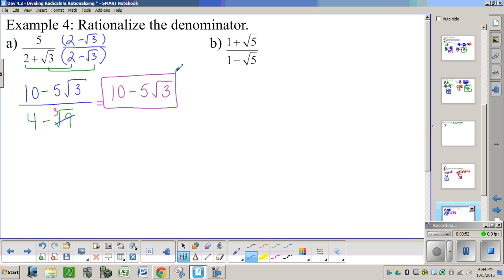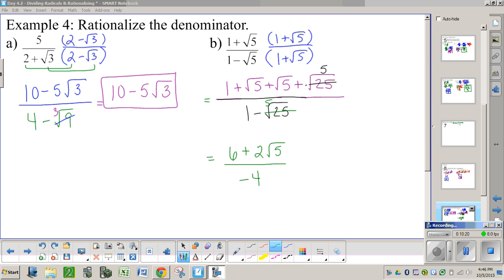In part B, I'm going to get you started, and then you're going to finish it on your own. So the first thing we're going to start off with is the conjugate. What's the conjugate of 1 minus radical 5? Good job. 1 plus radical 5. So we're going to multiply the numerator and the denominator by 1 plus radical 5. Now that I've got that set up for you, I want you to go ahead, pause your video, and finish this question out.